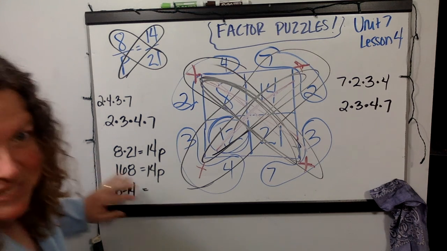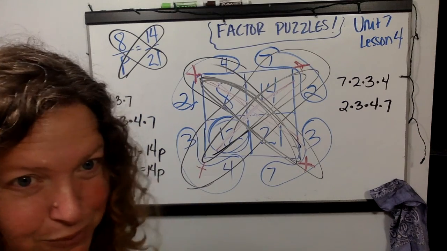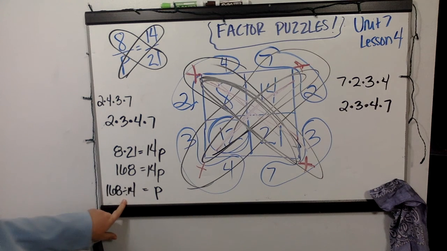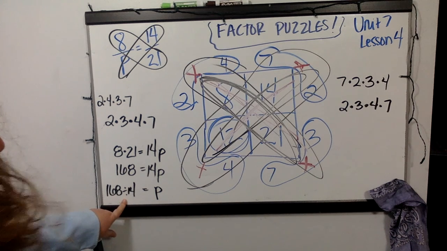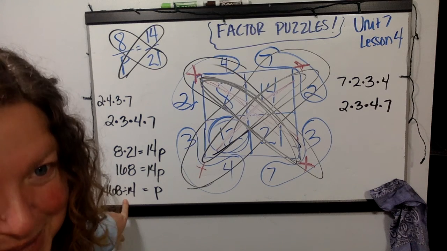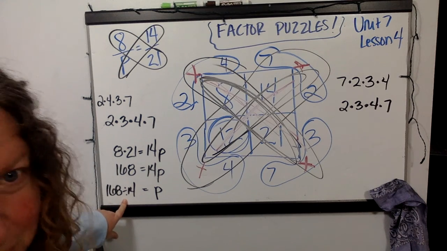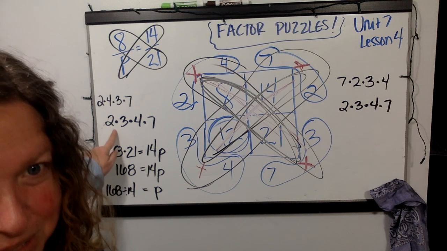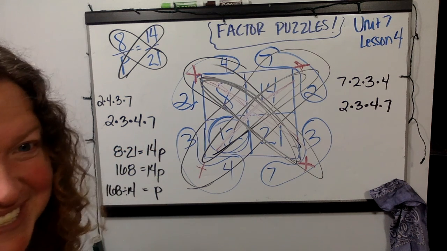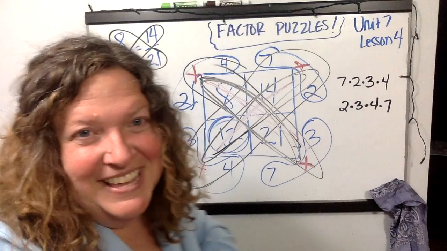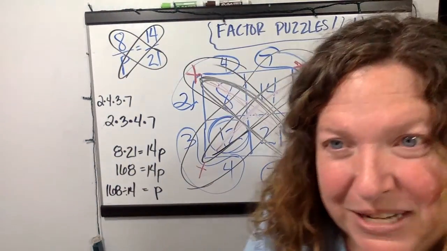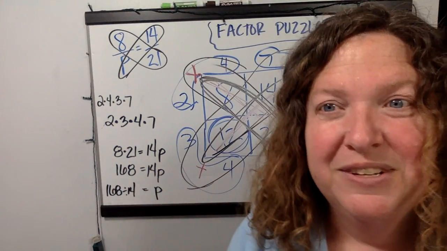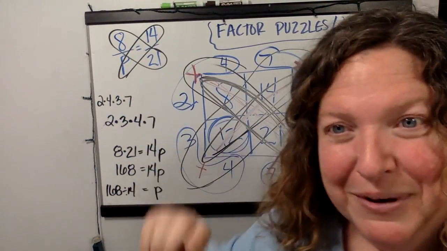And on this side, we're going to take 14p and divide it by 14, which means we only have one p left. So p equals 168 divided by 14. Now, the cool thing about that is we already know that 168 divided by 14 is going to be 2 times 3 times 4 times 7. That's kind of cool, isn't it? So that's called cross multiplication, using cross multiplication to solve a proportion.